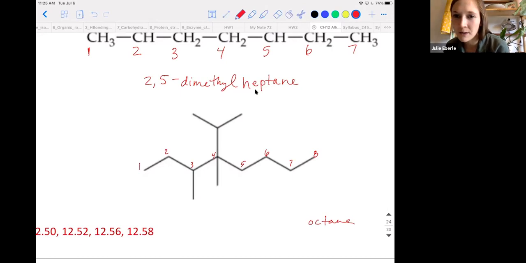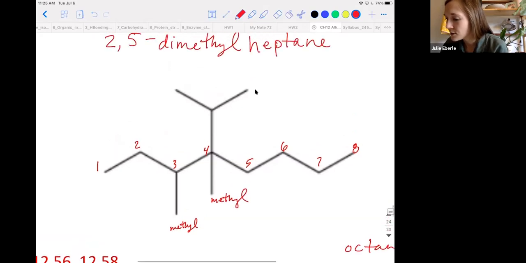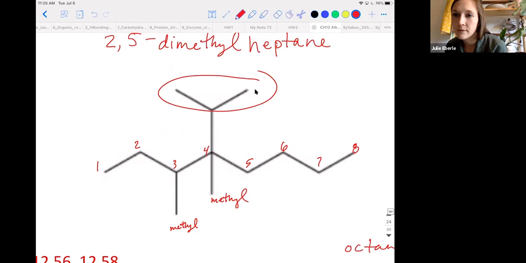Okay, now I got to look at what substituents I have. It's a little different when you're looking at it in the line structure form versus the condensed structure form. But here's what I notice. On carbon 3, I got a methyl group. On carbon 4, I have another methyl group. What is this group up here? Anybody been able to name that substituent?